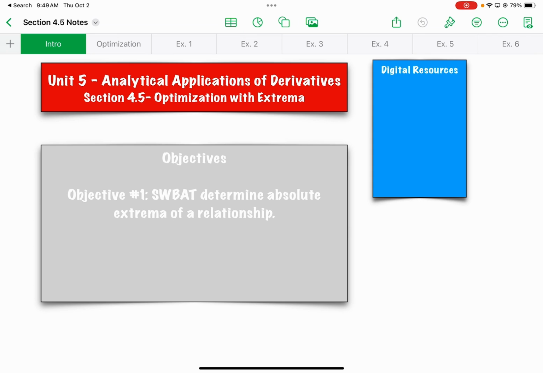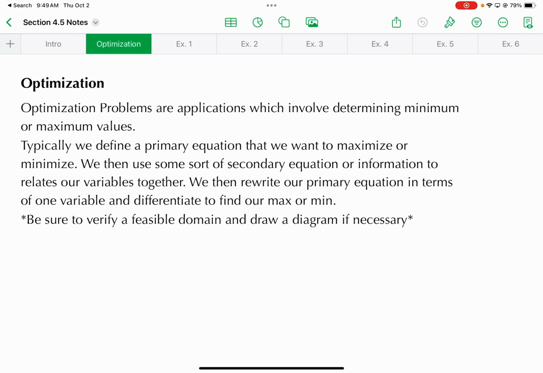But okay, so first of all, optimization. How does this look? So optimization problems are just applications which involve minimizing or maximizing something, okay? So we do that in order to find what's most efficient or the best outcome for whatever relationship we have, okay?